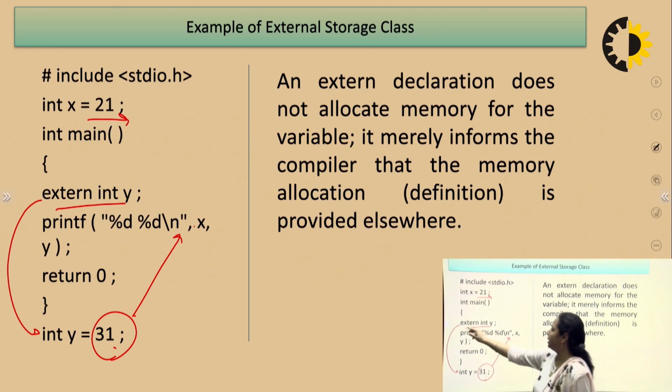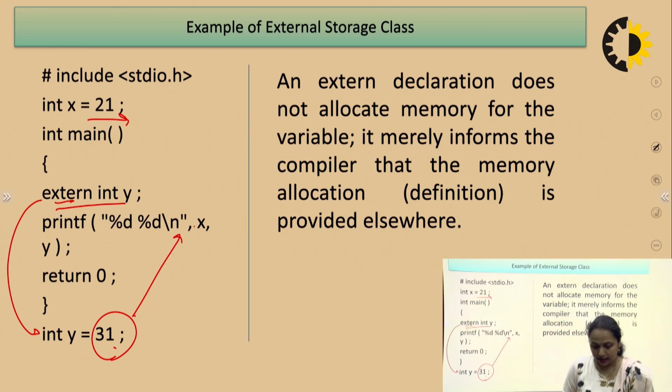Whenever we use the keyword extern, it is clear to the compiler that somewhere in the program it will get the value of y. Because the extern variable is global in nature, throughout the program the value can be declared or initialized anywhere. So the compiler will find out where the value of y is and it will print 31. So what is going to be the output of this? That is 21 and 31.